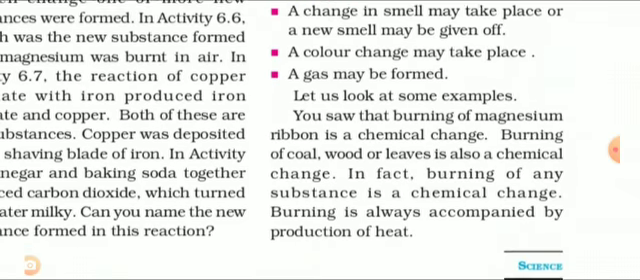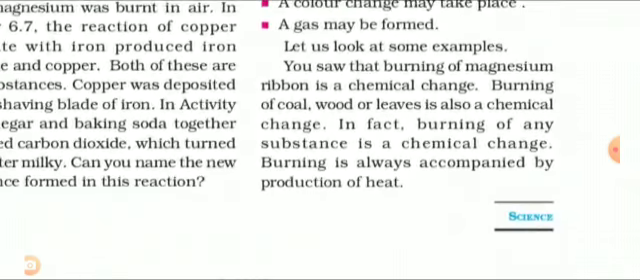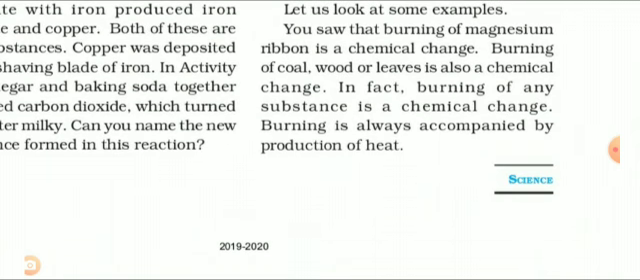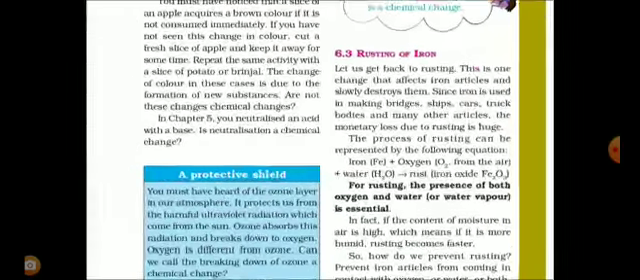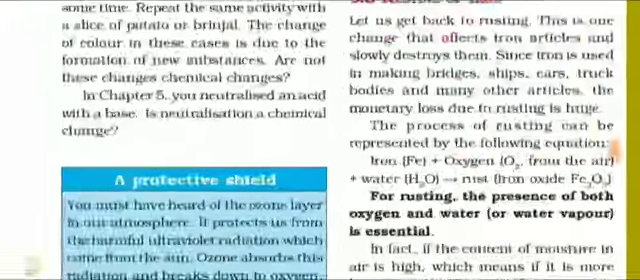You saw the burning of magnesium ribbon is a chemical change. Burning of coal, wood or leaves is also a chemical change. In fact, burning of any substance is a chemical change. Whenever there will be burning, it will be a chemical change. Burning is always accompanied by production of heat, and you have seen this very well कि जब भी burning होती है, ash produce होती है, heat produce होती है, and that is a kind of chemical change, right?